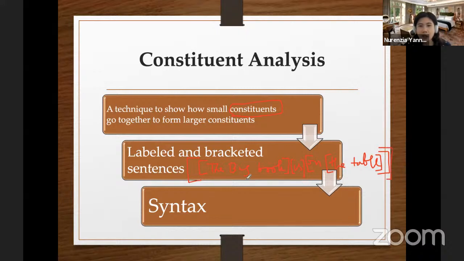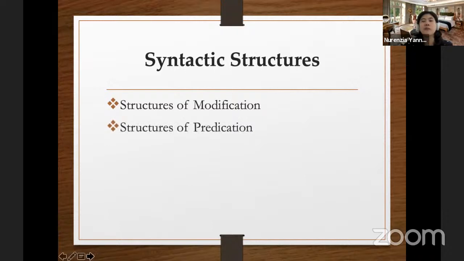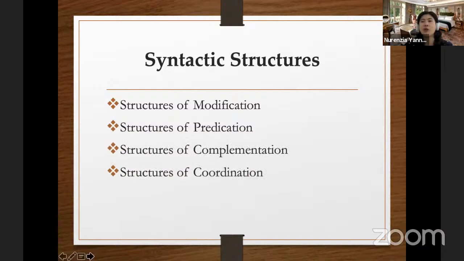The big book: the is a determiner on its own, so the can stand alone, and then big book are together. That's what is meant by constituent analysis. You look at how small constituents go together before they form larger constituents. All right, so now let's discuss syntactic structures. We have structures of modification, structures of predication, structures of complementation, and structures of coordination.